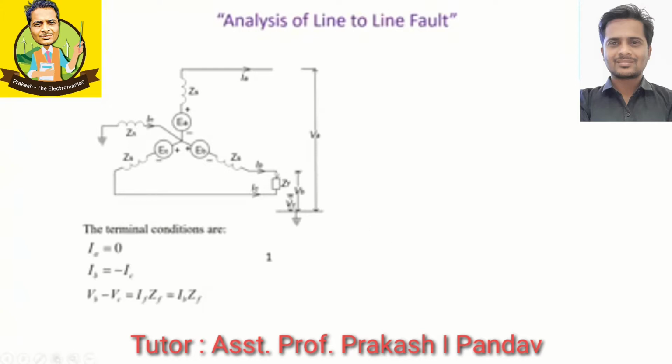Here this point voltage is VB and this point voltage is VC. As B phase is leading with respect to C phase, the current will flow from the B phase to the C phase. So the voltage difference between B phase and C phase, VB minus VC, is equal to the voltage drop in the fault impedance. The voltage drop in the fault impedance is IF into ZF. But the fault current is the same as the B phase current, so we can write VB minus VC is equal to IB into ZF. This is equation number 2.